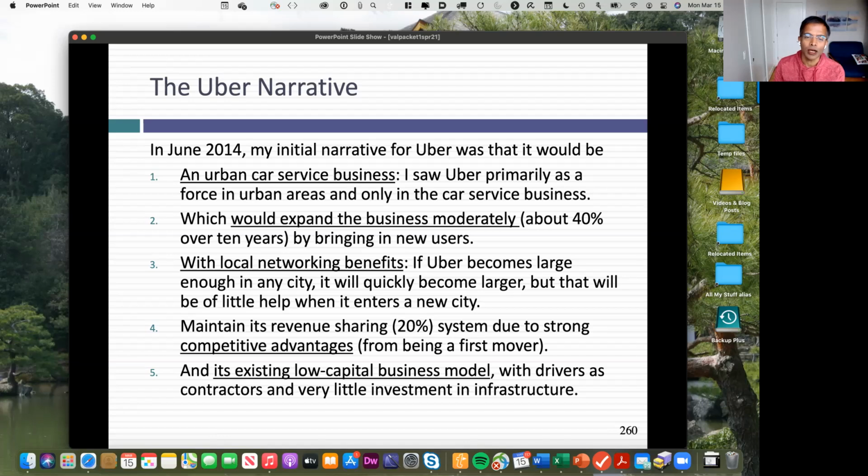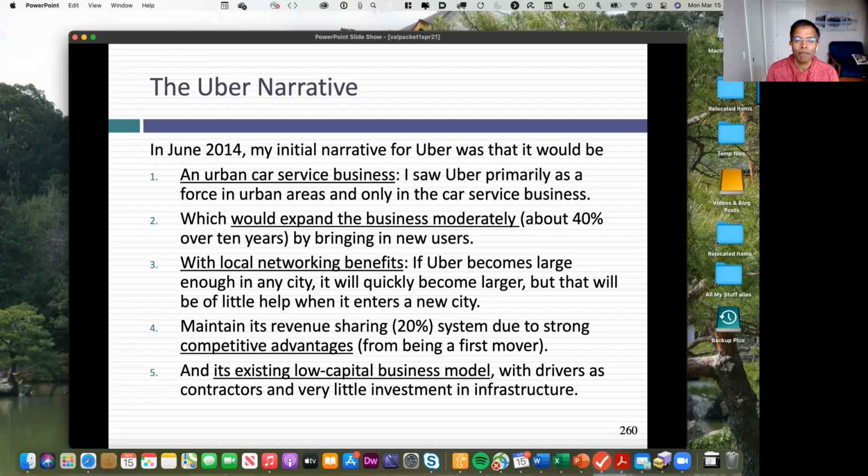Big cities and towns, as a car service company, which will expand the business by bringing in new users, like my son and my niece. I saw them bringing in younger users who would not have taken cabs, with local networking benefits. As you get to be the biggest player in a city, there's a tipping point where you become the dominant player. You say, what's a local doing in here? In my story, here's what can happen.